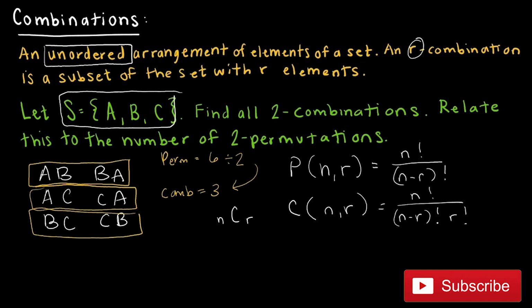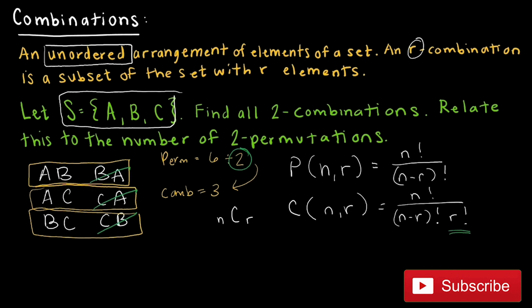Now, what dividing by r factorial does is find the number that I need to divide by to take out any of the redundancies. Because for a permutation, we count all of the different ways that it could happen. For a combination, we essentially take out anything that is redundant, anything that has the exact same 2 or 3 or however many values we need. So we're going to divide by r, or k if you're using k instead of r.